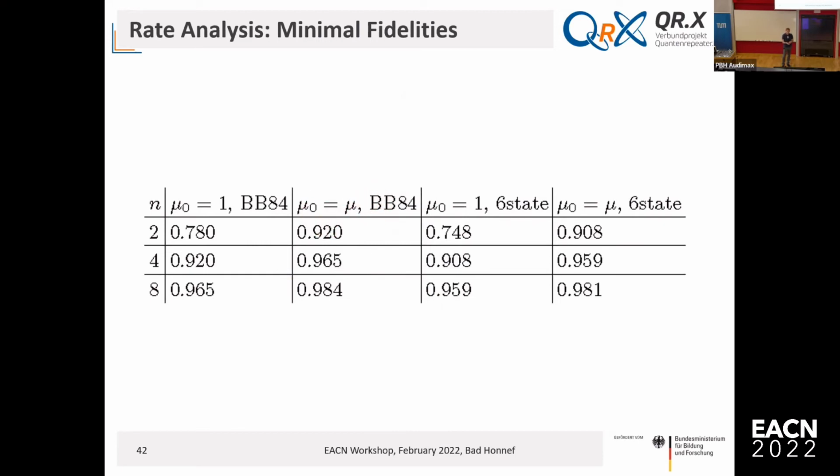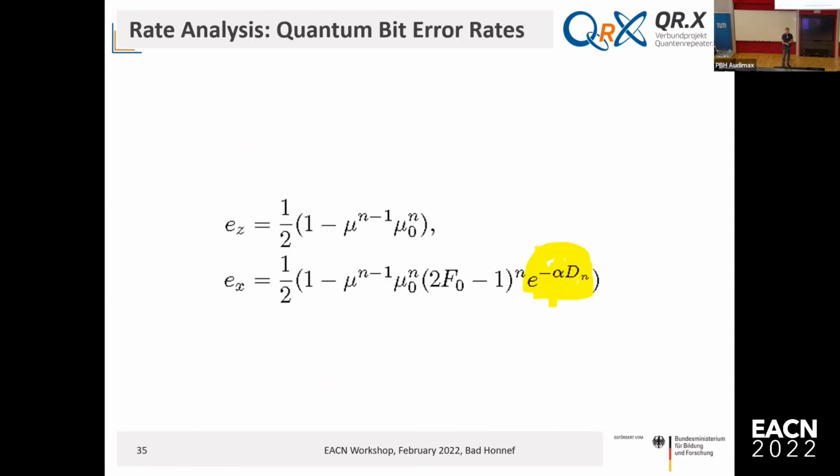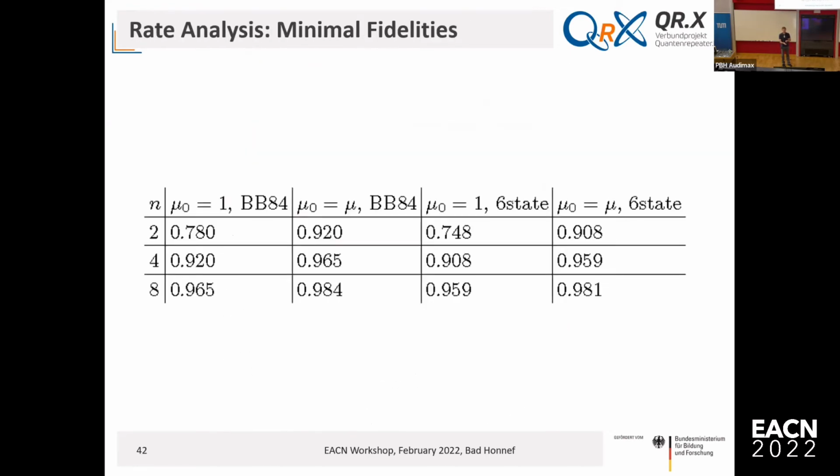And because then in these quantum bit error rates, for 2 segments, we have mu squared times mu naught. So if they are the same, we have mu cubed. So we have a 1 minus mu cubed here. And that's exactly where now the value goes in from the table, because 1 minus 0.92 to the cube divided by 2 gives something like 11%.